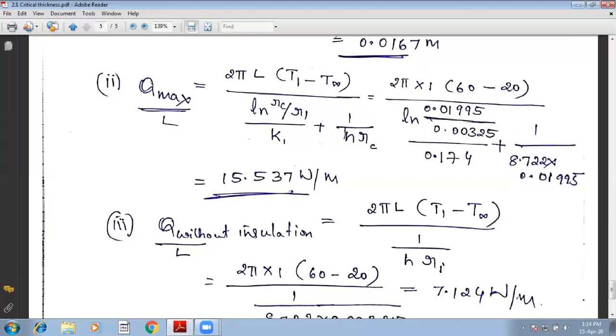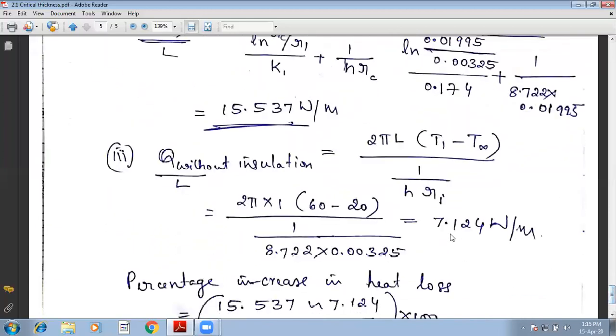If you calculate H multiplied by 2 pi L into Ri should be considered here, because from that radius heat is being convected. So Ri has been considered. Now if you calculate, the value comes out to be 7.124 watt per meter.